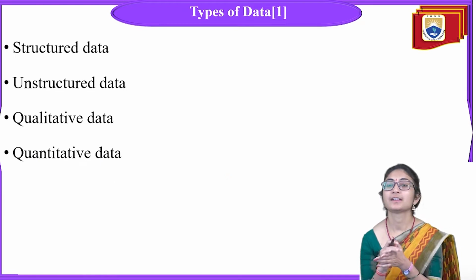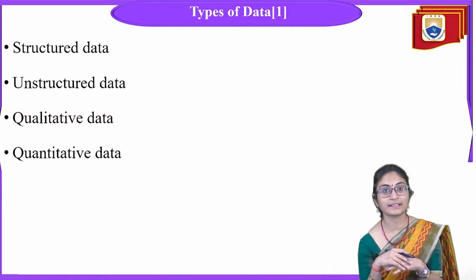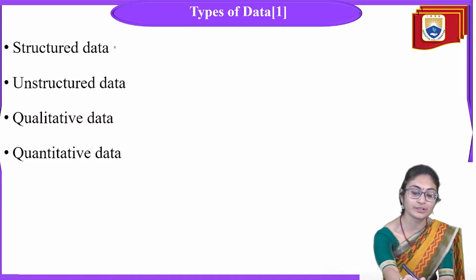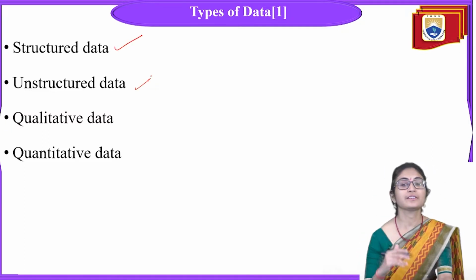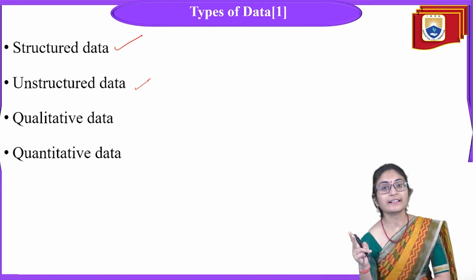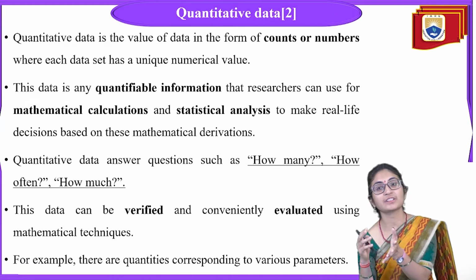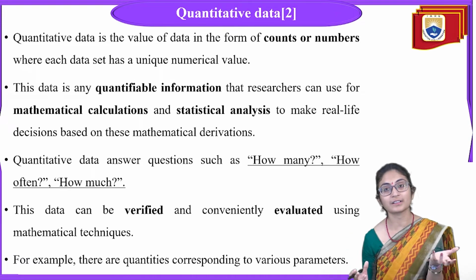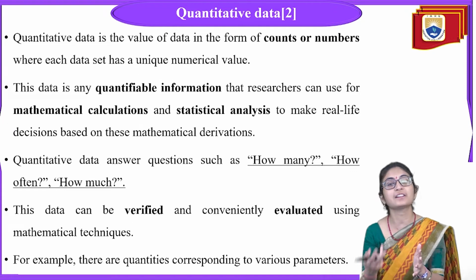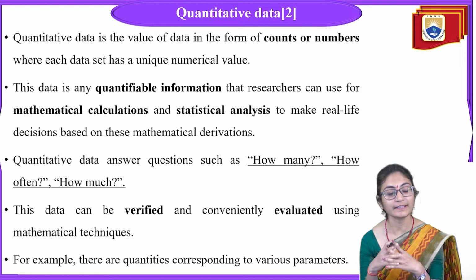First, in the last session, we have already seen the types of data. There are 4 types of data: structured data, unstructured data, qualitative data, and quantitative data. In structured data, your data should be in the structured format, and in unstructured data, your data is not in structured format, it is in the unorganized format. But now we will see quantitative data.